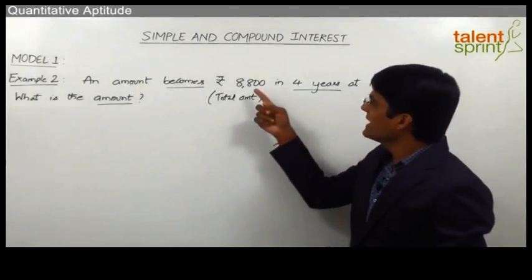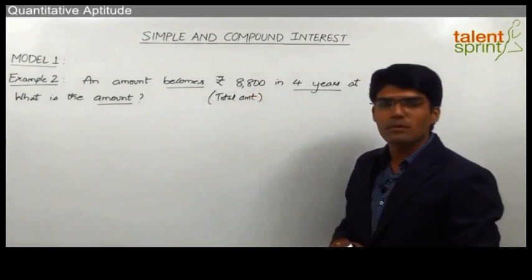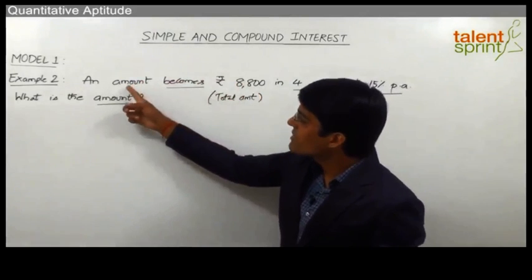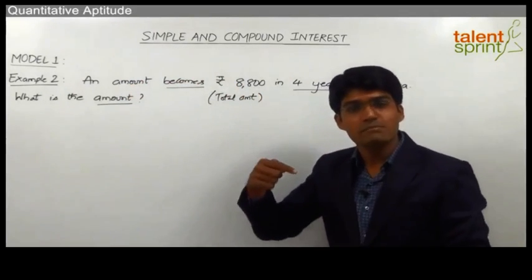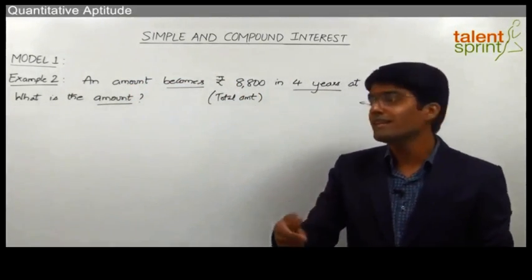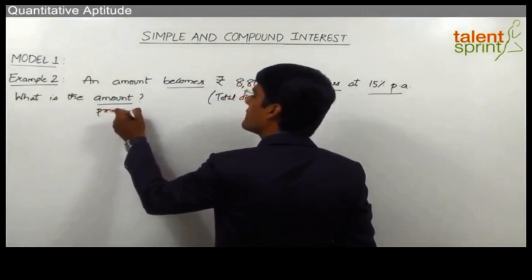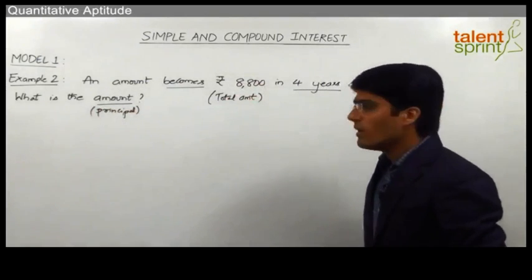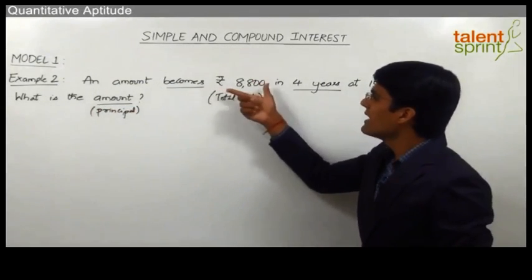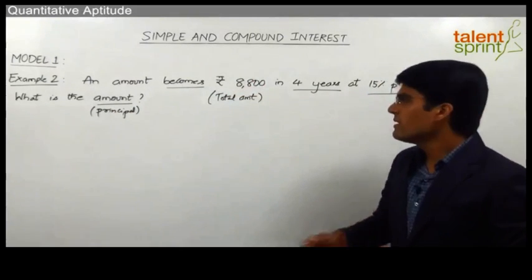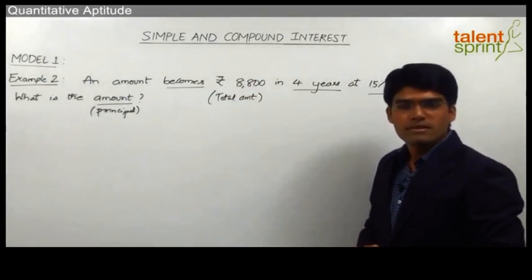So here this 8,800 is nothing but the total amount. And he says an amount becomes 8,800, so this amount has to be calculated. And we understand that principal becomes total amount. So very clearly the point here is principal is equal to what? We need to again find out the principal. So some principal becomes 8,800 in 4 years at 15% per annum. What is the principal amount is the question.